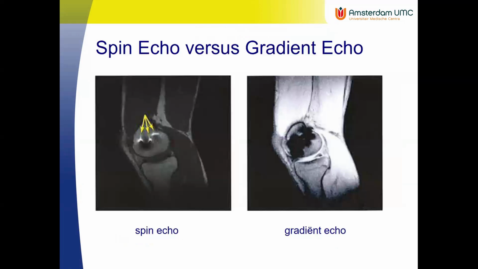All right. Just another example of the same phenomena. This is a knee with metal in there. And this is spin echo, which does show some artifacts. And this is a gradient echo, and there we have again a huge signal drop.